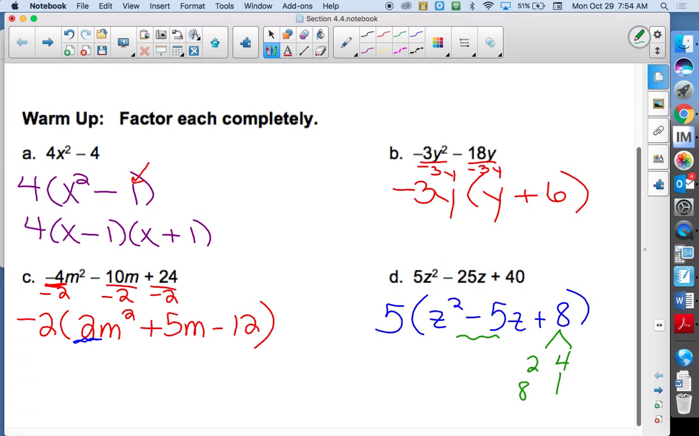So they were all GCF problems. The first one was like a two-step because we could take out a GCF and then factor with the perfect square. But GCF is that first question that we need to ask ourselves. Do they have something in common? Questions.